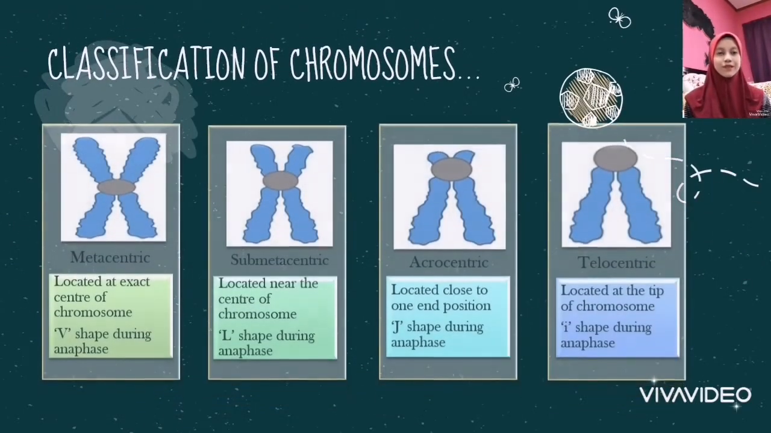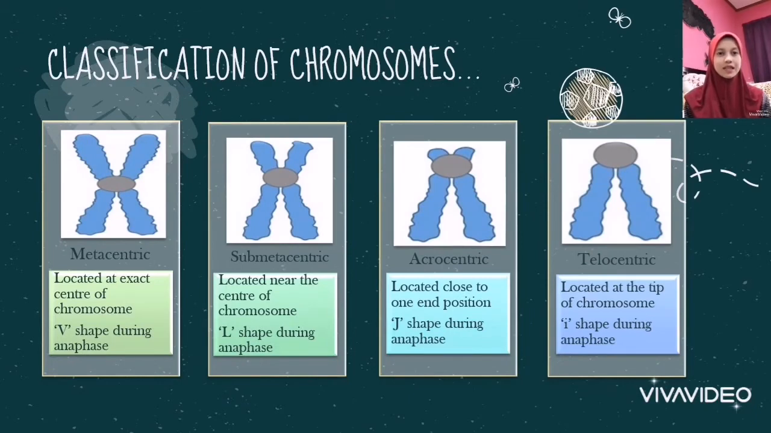Move to the classification of chromosomes. The chromosomes are classified according to the centromere position, where for metacentric, the centromere is located exactly at the center of the chromosome, and thereby, the two arms are roughly equal in length. The metacentric chromosomes will appear as V-shaped structures during anaphase stage in the cell division.